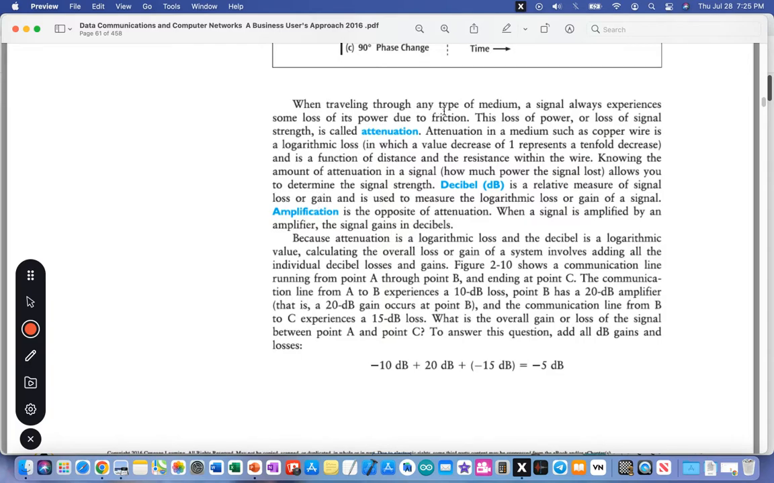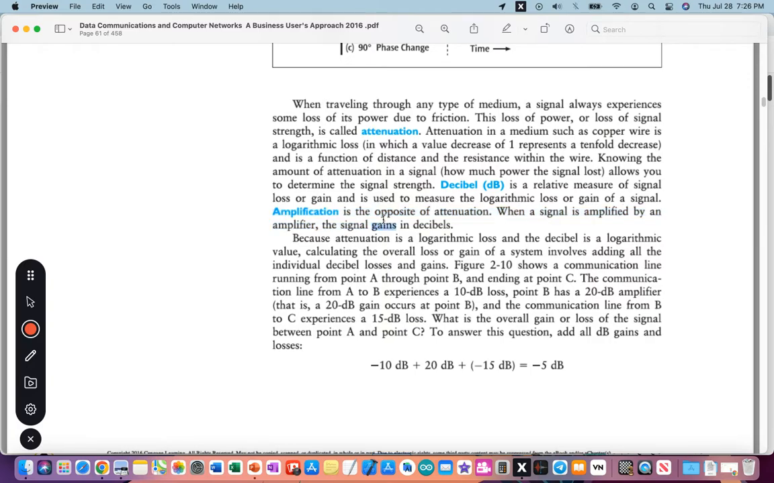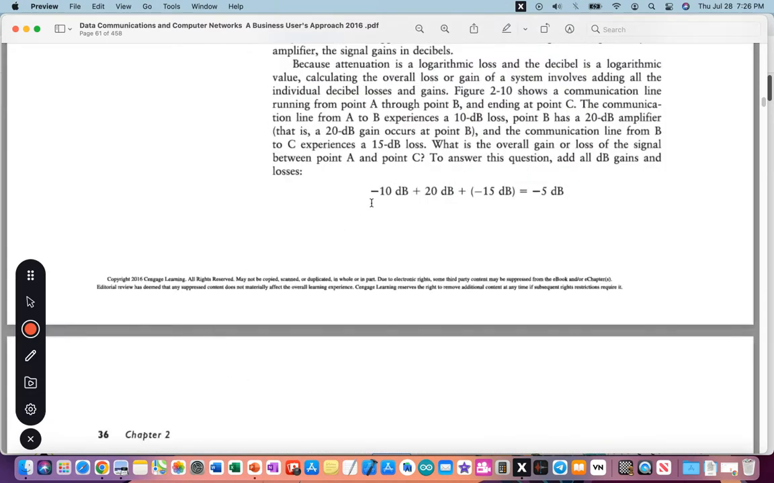When traveling through any type of medium, a signal always experiences some loss of its power due to friction. This is called attenuation, the loss of power, loss of signal strength. Decibel is a relative measure of signal loss or gain, and it is used to measure the logarithmic loss or gain of a signal. Amplification is the opposite of attenuation. Minus 10, plus 20.